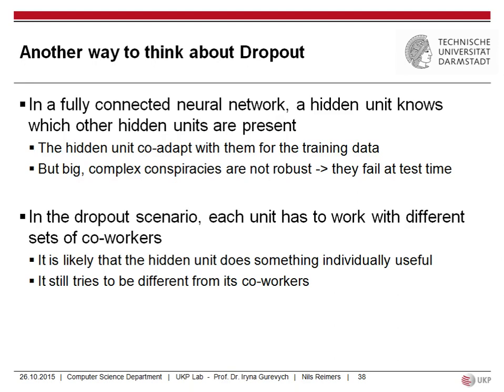Another way to think about dropout: in a fully connected neural network, every hidden unit knows which other hidden units are present. So the hidden unit can co-adapt with them for the training data, but this creates big, complex connections that are not robust. They learn really complex rules to work well on the training data, and of course at test time they fail because the environment changed. In the dropout scenario, each unit has to work with a different set of coworkers. The hidden layer does not know next time who its coworkers are, so it cannot co-adapt to them. This forces every neuron in your hidden layer to learn something individually useful, but still try to be different from its coworkers to add some value to the new set of hidden units which are present.